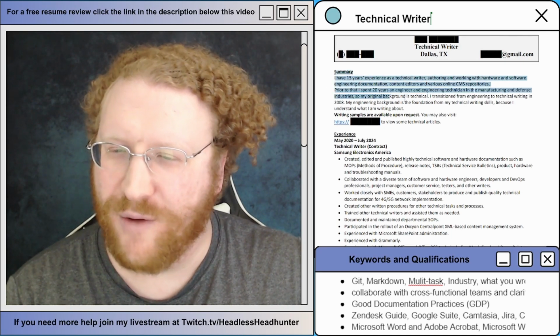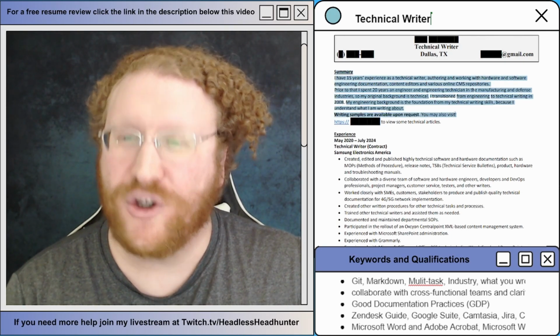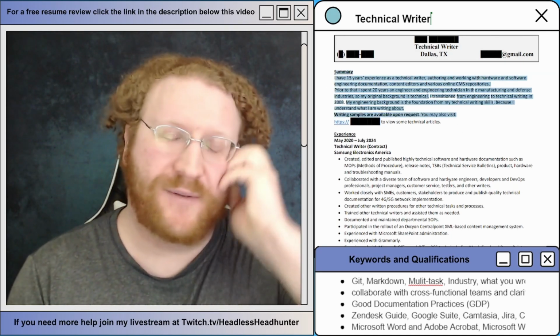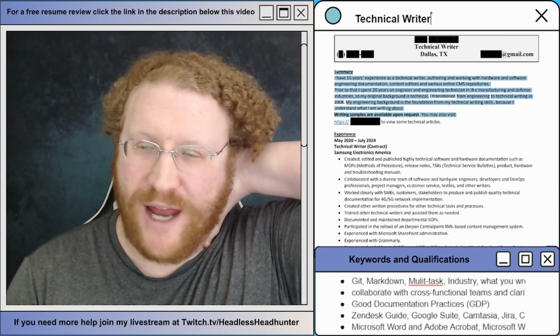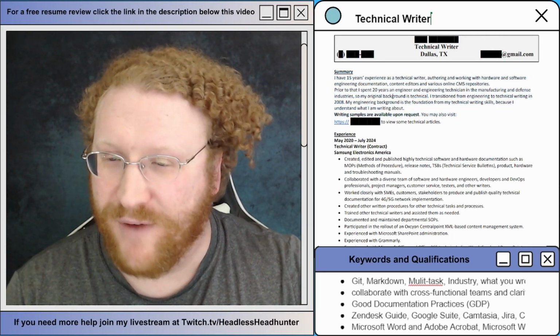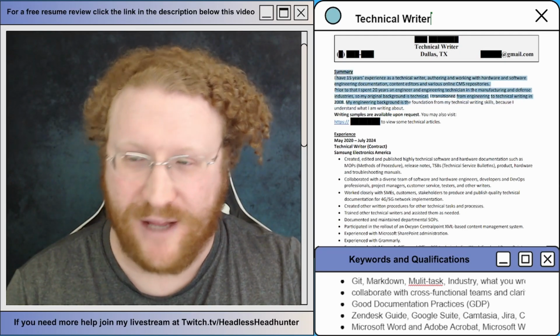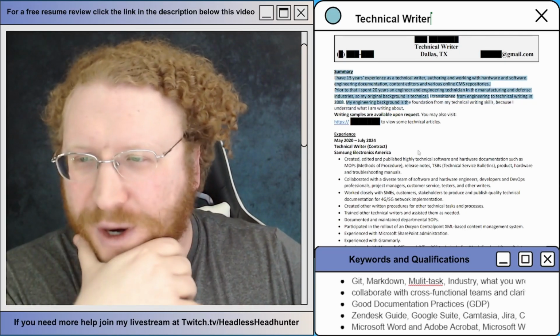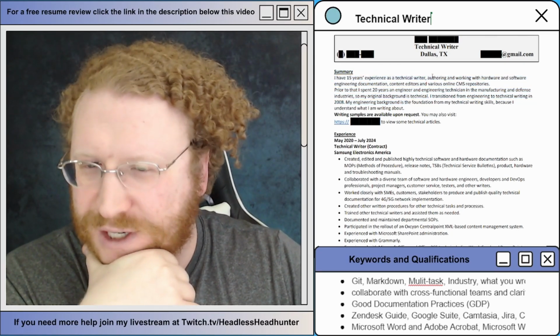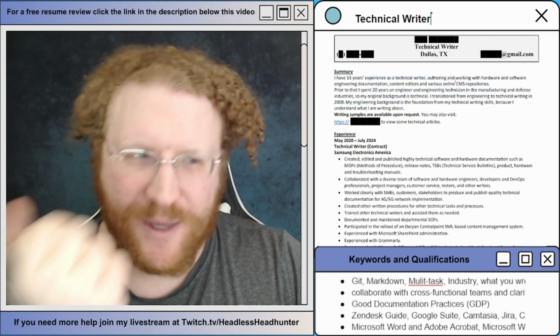Like, you don't need this. You should have writing samples, because that is something that the manager would look at. But I don't think any of this is needed. This summary is not needed at all. I don't see a need for it. You don't need to tell me that you have 15 years as a technical writer and you're an engineer. It's not going to be as relevant.